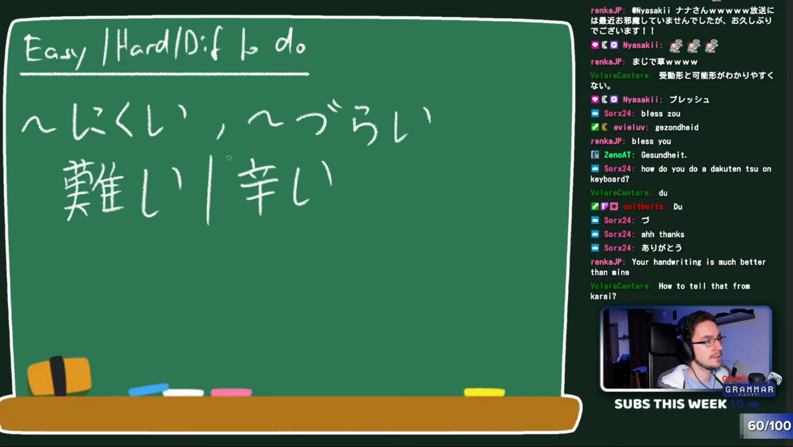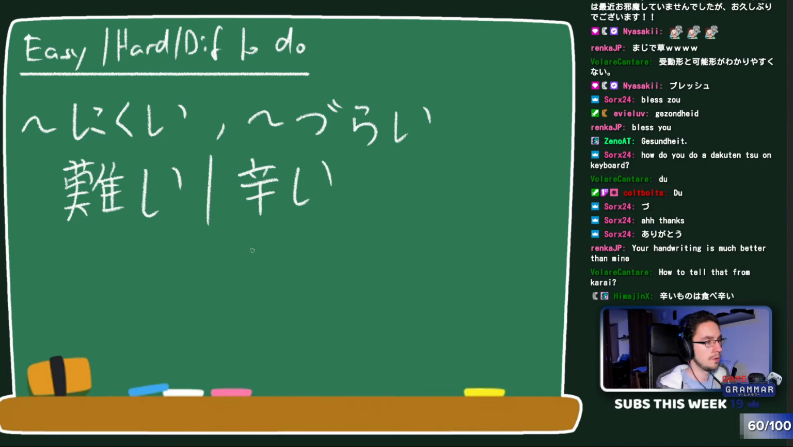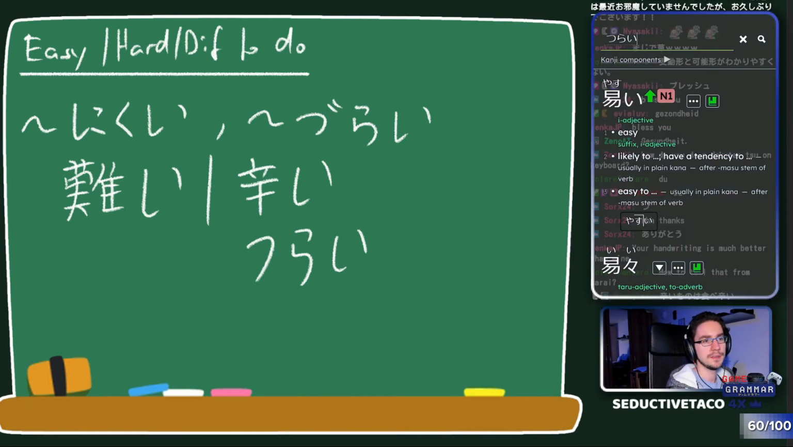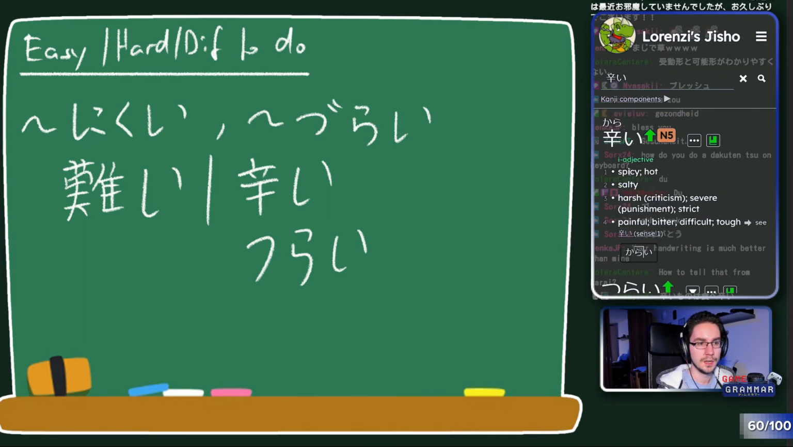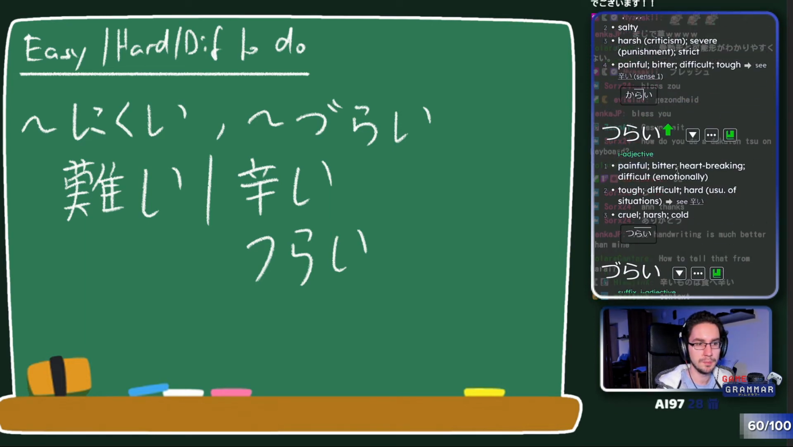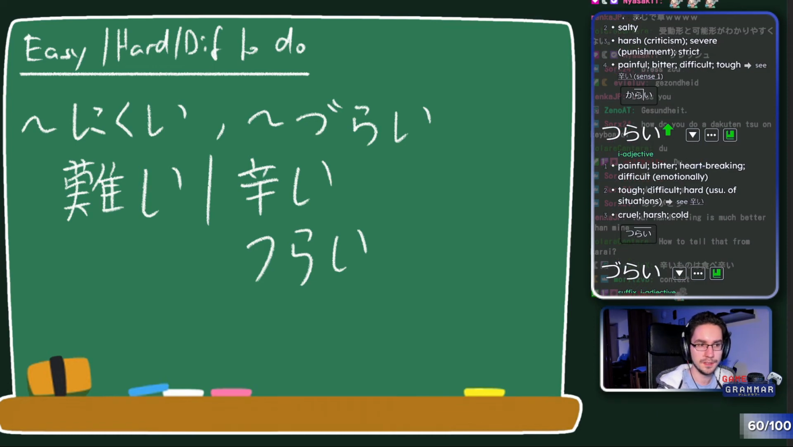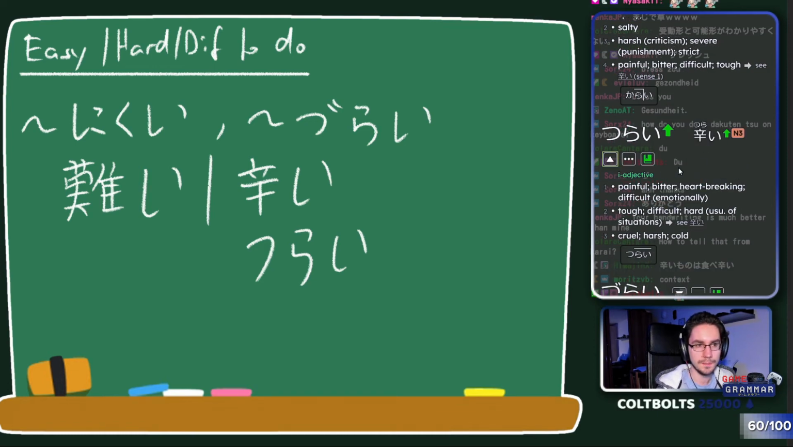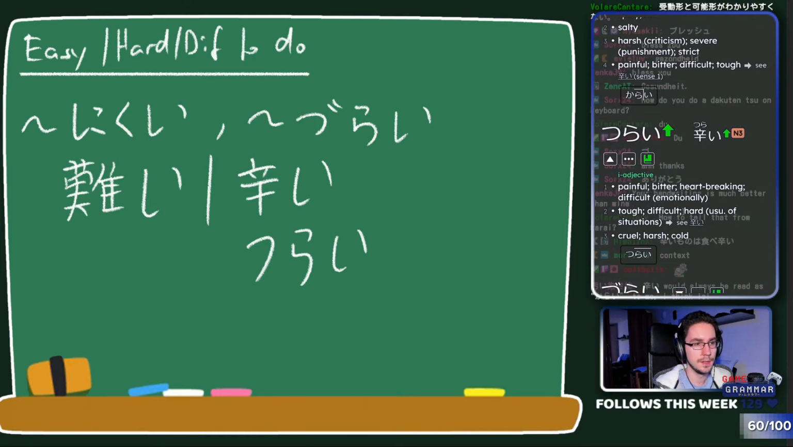Zurai by itself can actually also be just tsurai, and is actually its own word as well. Nikoi is also its own word, but it's not used as its own word as much, whereas tsurai definitely is. You have probably seen tsurai before. Not karai, tsurai. Tsurai means painful, bitter, heartbreaking, difficult, tough, hard. So this is used pretty commonly. You're like, so that must be quite hard. Generally, when we use tsurai by itself, we will use it without the dakuten. So we'll just say tsurai.